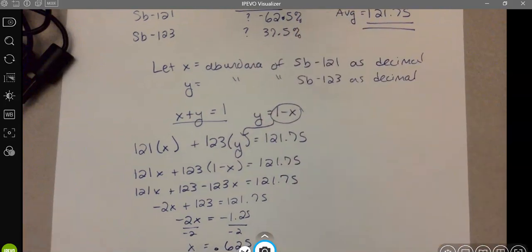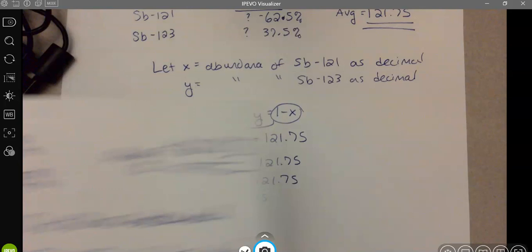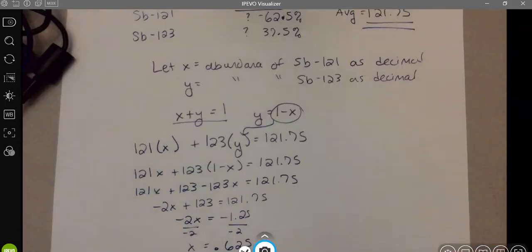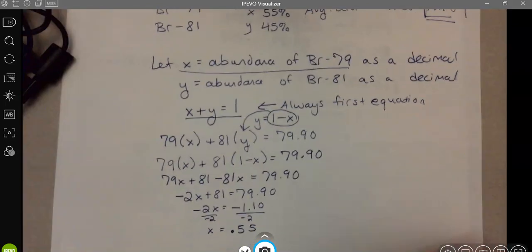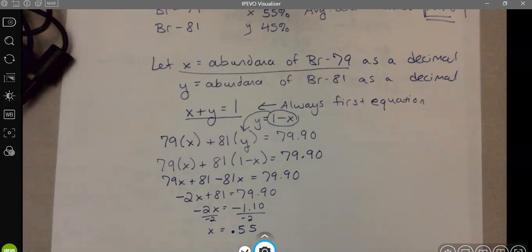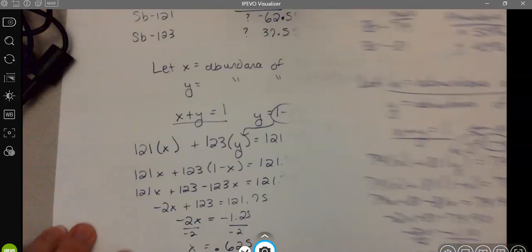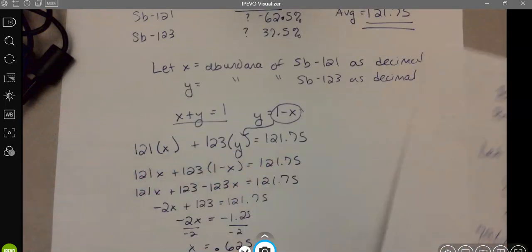Okay? So one thing you notice if you look at both of these, the process is really pretty identical, okay? You have the same first equation every time, and the second equation is always based on the calculation of average atomic mass. So for bromine and for antimony, okay? Again, you're just going to have to practice this.